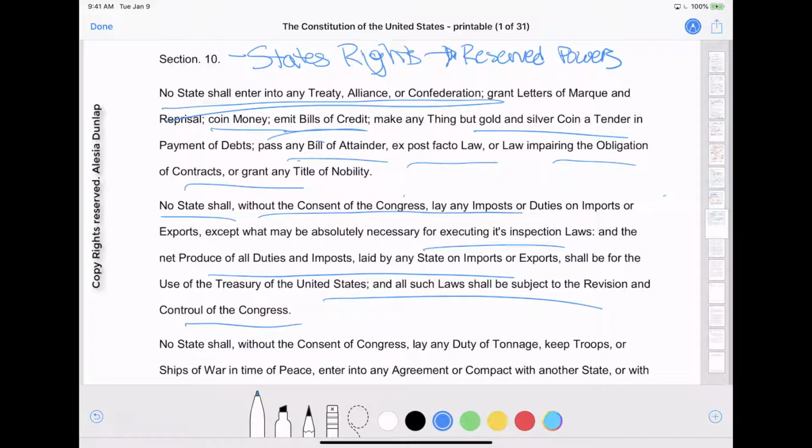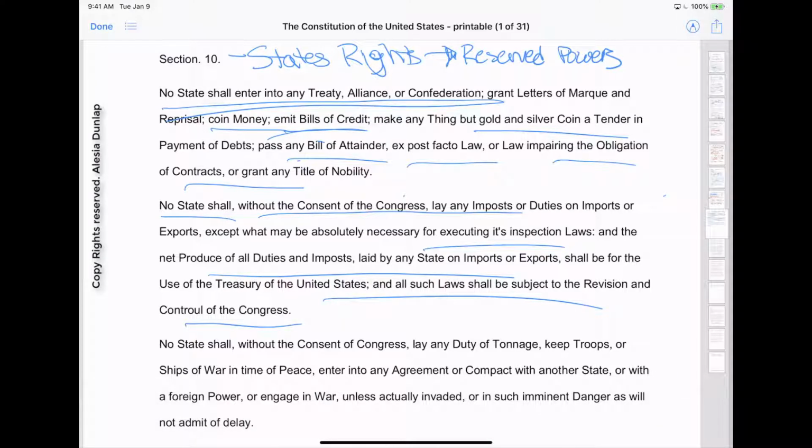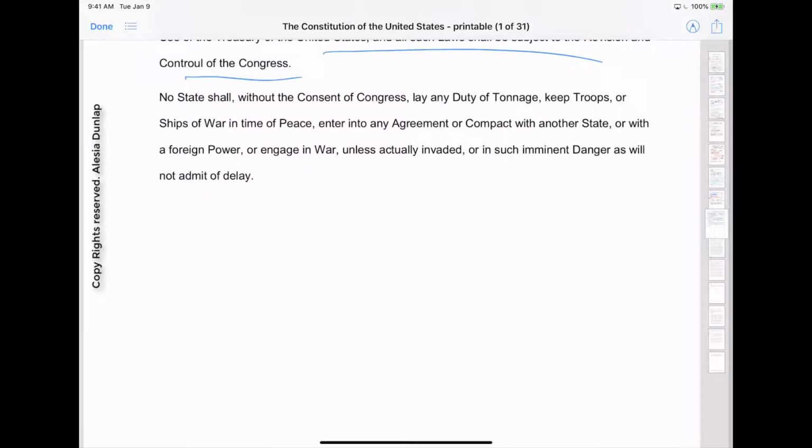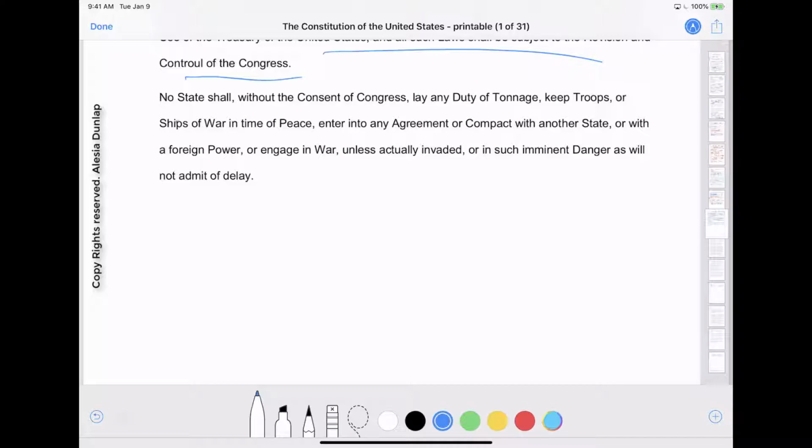So if a state representative believes that their state law should be changed, they can bring that up in Congress, and Congress can vote to consider making those changes if needed. And states can't tax the cargo of ships without the approval of Congress. They can't maintain troops or warships in times of peace, or make agreements with other states or countries.